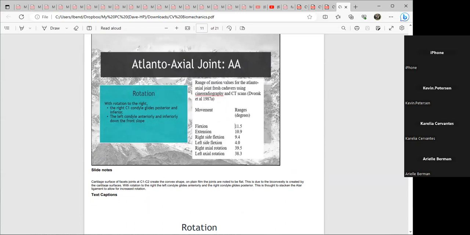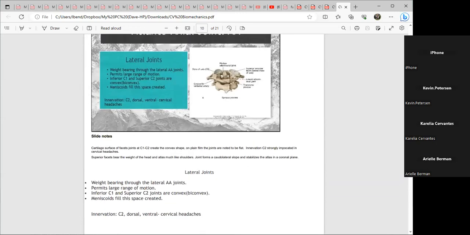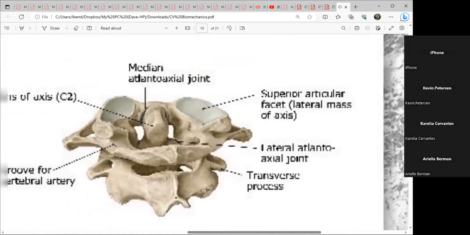C1 on C2 motion. It's kind of a weird thing when I think of C1 and C2. Let me see if I can find that. I blew past the joint. Let me blow it up. Bam, I blew it up too much. All right, is that bigger for everybody?